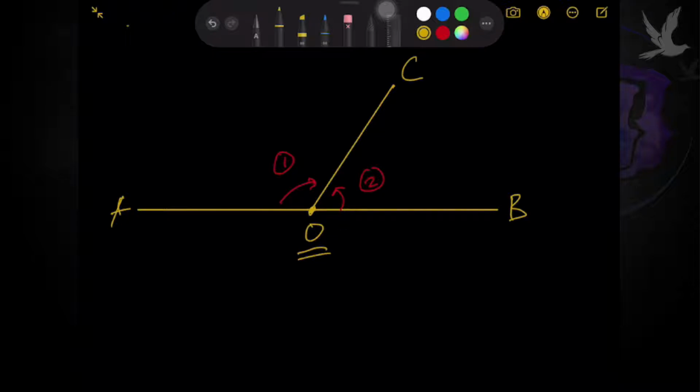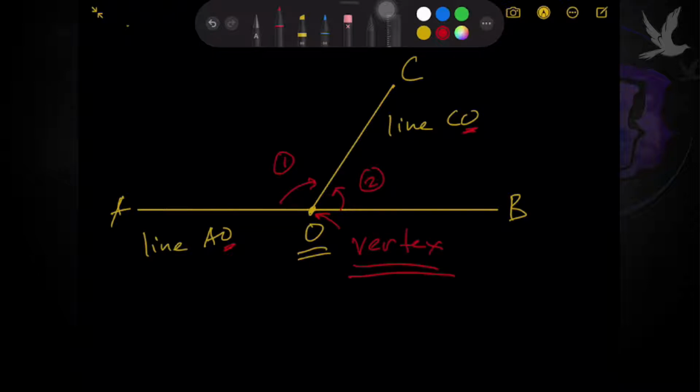For example, this is line AO and this is line CO. Their common point is O. Line AO and line CO have a common point, and this common point is called a vertex. So with their common point as O, we can now name this angle. Since this is line AO going here and this is line CO going here, we can name this angle as angle AOC.